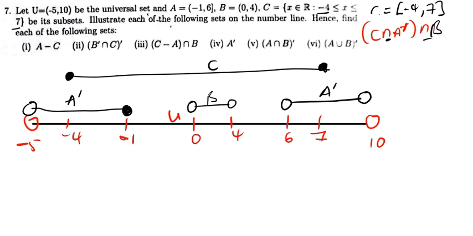So we want to find the point where A complement, B and C all meet. Do you have any point where all 3 of them meet?